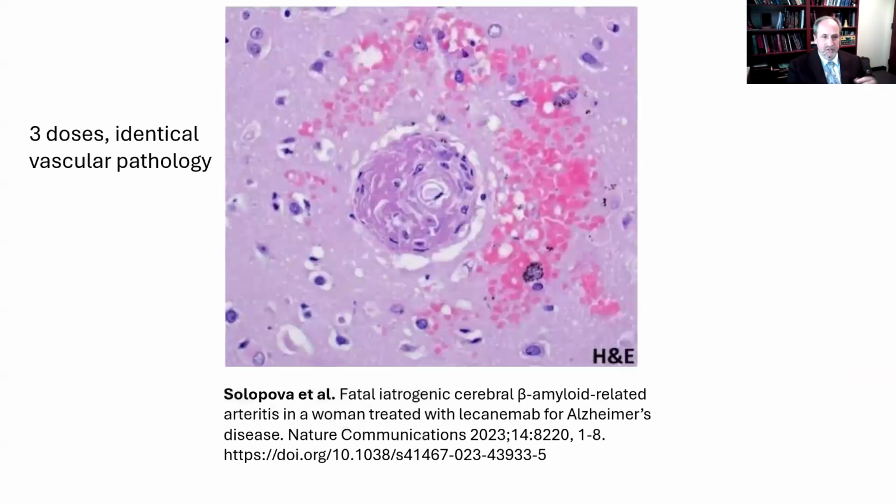This was published in detail in Nature Communications that I would refer you to for more details. But one thing I would point out is that the vascular pathology that they depicted in this case was basically identical to the vascular pathology that we saw in our case. So it looks like, again, histiocytic involvement of cerebral amyloid angiopathy, along with destruction of the blood vessel wall and fibrinoid necrosis.